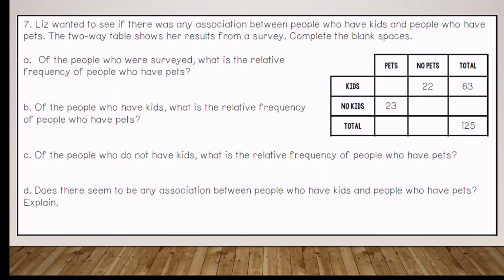Okay, so Liz wanted to see if there was any association between people who have kids and people who have pets, okay? So what we're trying to figure out here, ladies and gentlemen, is there an association? So this one's a little, in my opinion, easier to figure out, okay? The gym membership was kind of in the middle, so it might not be as easy for your brains to see it. So I'm going to show you with this one, okay? So first, before we can do that, we need to complete our two-way table. So pause now and complete it.